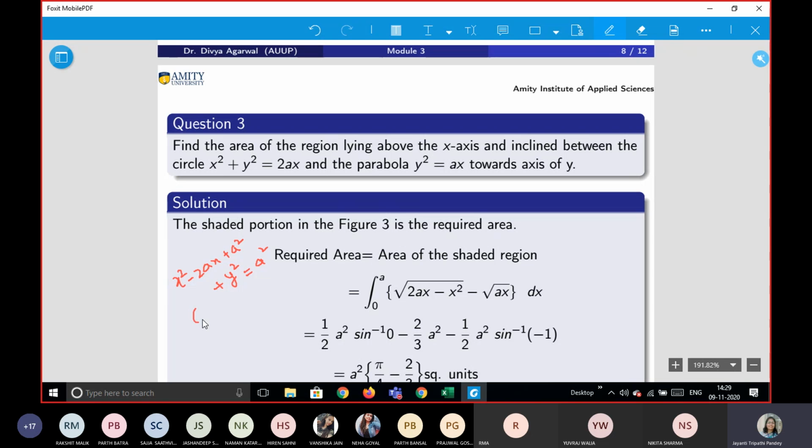Yes, ma'am. It's a circle of this type, right? So when you have to draw the circle, the center of the circle is a comma 0 and the radius is a. Now this is the parabola. Where will you get this parabola? Passing through origin, and this is the parabola. The focus of the parabola is a by 4. Can you check this? If this is your a, then the focus of the parabola is a by 4, somewhere here. Now let's see the diagram.